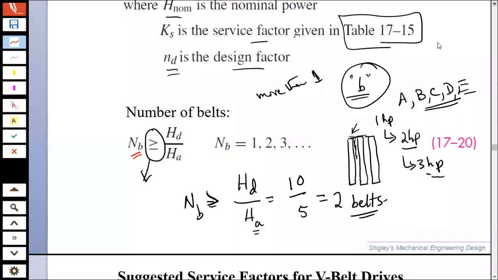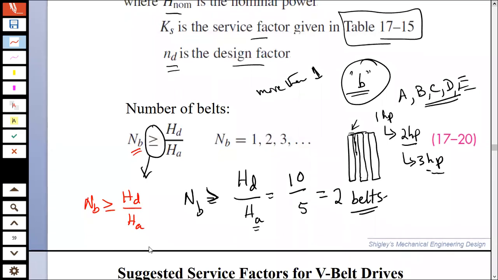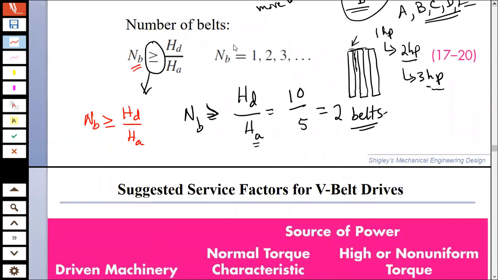Okay, so as we said, in V belts, the number of belts will be greater than or equal to the design horsepower divided by the allowable horsepower. Let's say, for example, it's very easy in this case when the design horsepower is 10 and the allowable horsepower is 5, so that is 2 belts.